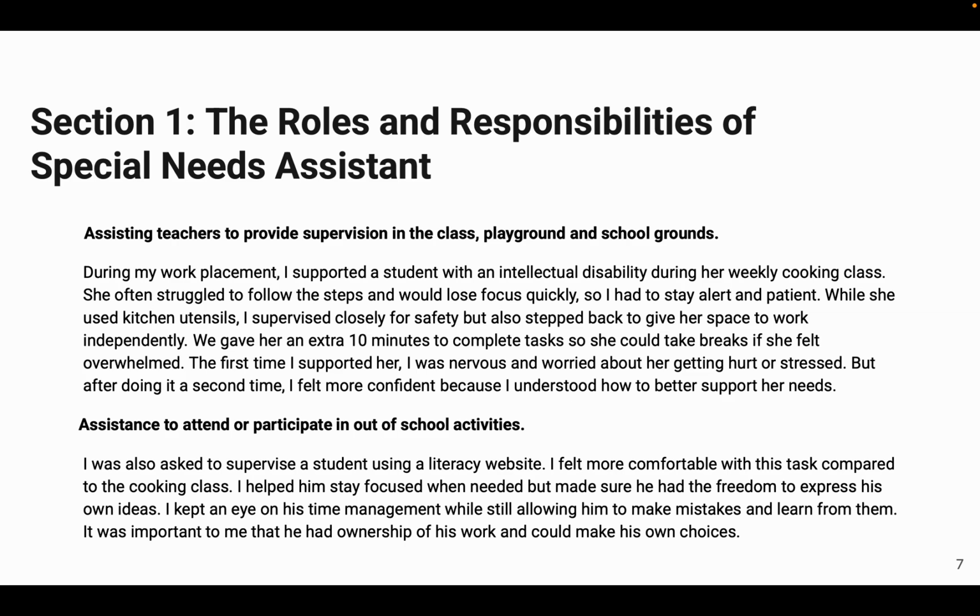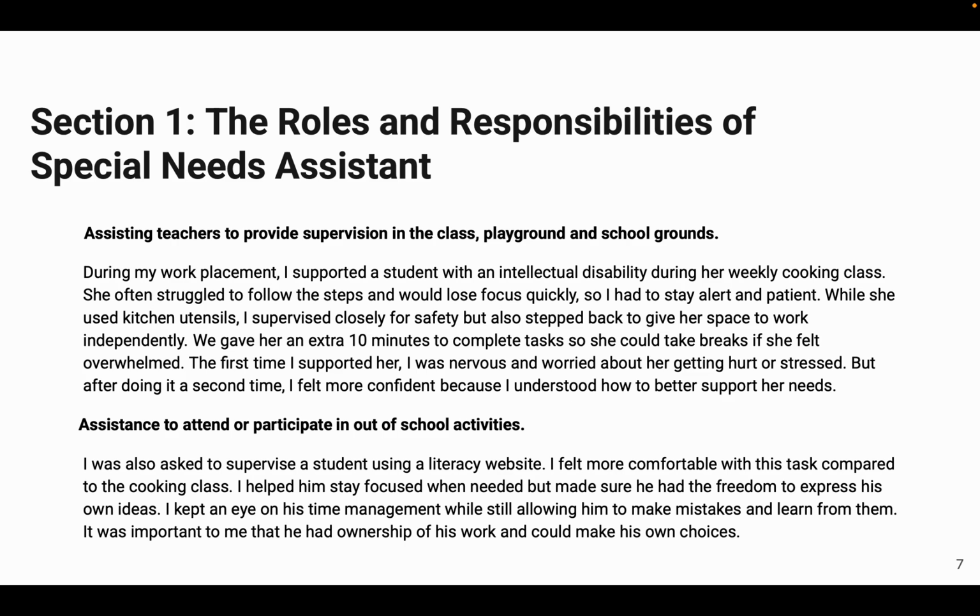During my work placement, I supported a student with an intellectual disability during her weekly cooking class. She often struggled to follow the steps and would lose focus very quickly. So I had to stay alert and also patient. While she used kitchen utensils, I supervised closely for safety, but also stepped back to give her the space to work independently. We gave her an extra 10 minutes to complete each task, so she could take breaks if she felt overwhelmed.